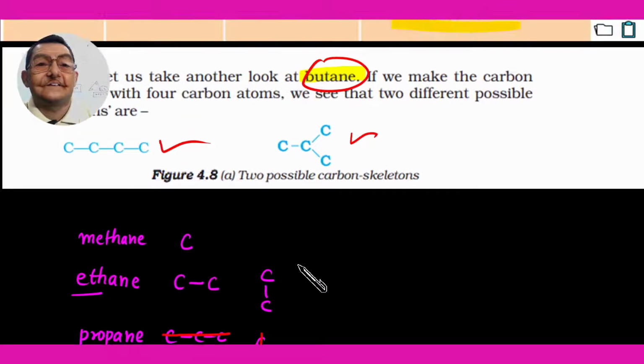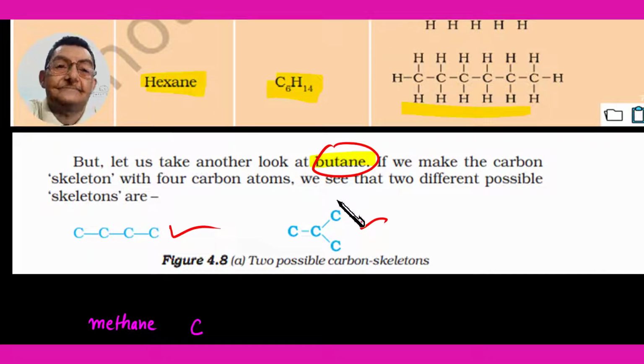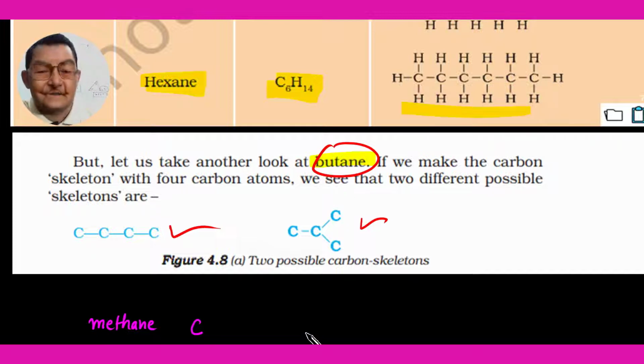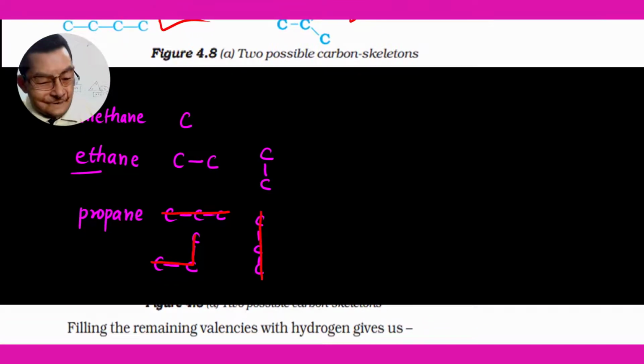That is why the textbook is saying let us take another look at butane, because all this starts at butane. Till propane, there is only 1 way of drawing it. But from butane, there are more ways in which you can draw a carbon chain. So let's get back. Now, after propane, let's talk about butane.